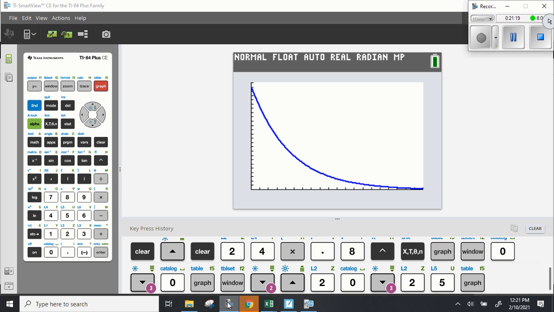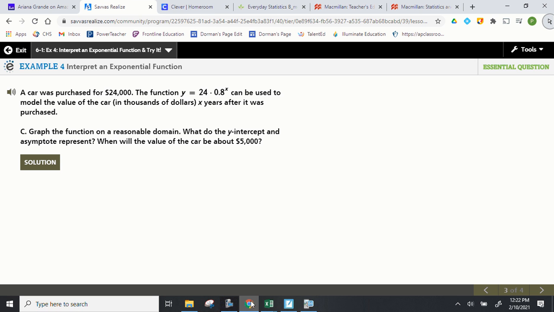And then I think we're asked some specific questions about this. We're asked, what do the y-intercept and asymptote represent? And when will the value of the car be about $5,000?